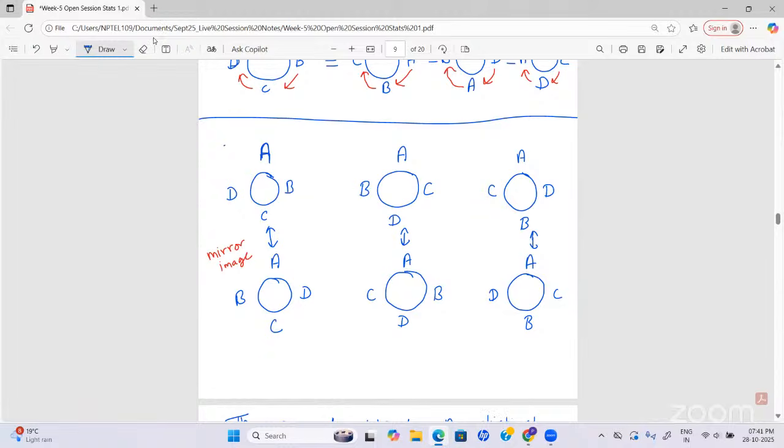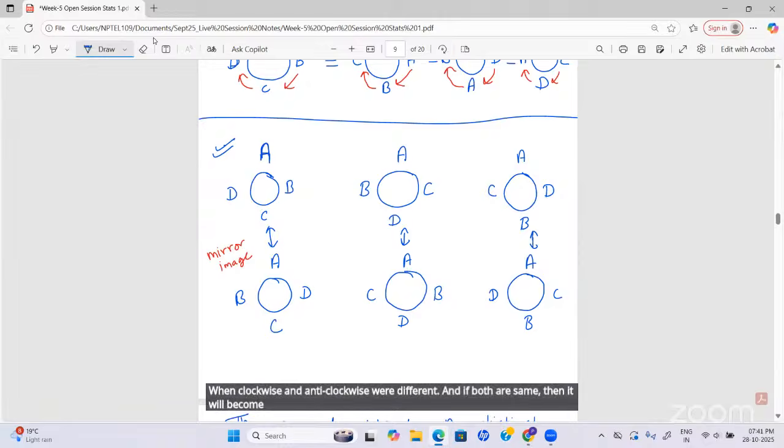Is that clear? You can see in total we had 6 when clockwise and anti-clockwise were different, and if both are same, then it will become 3.